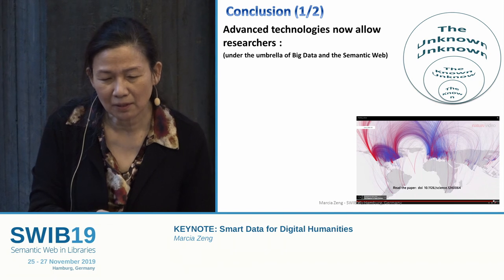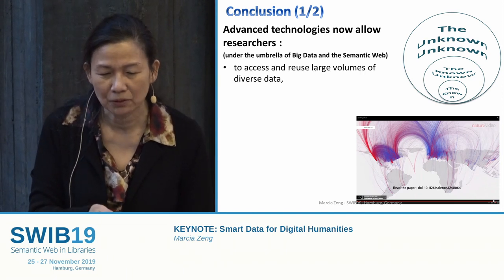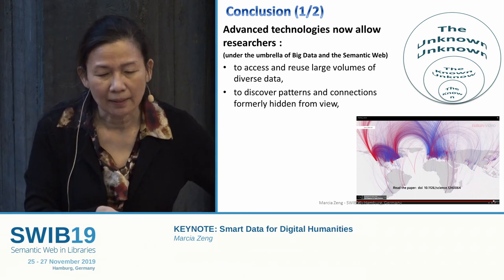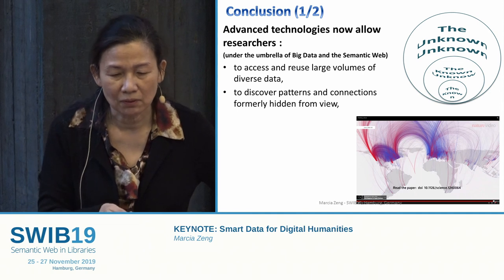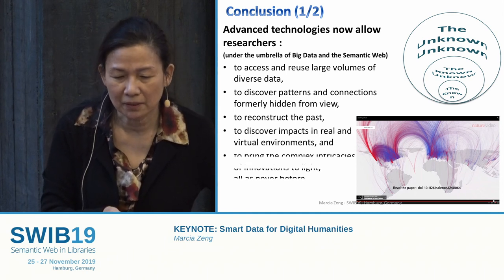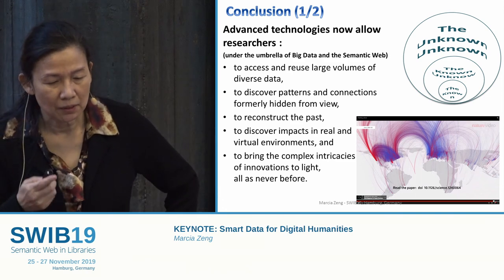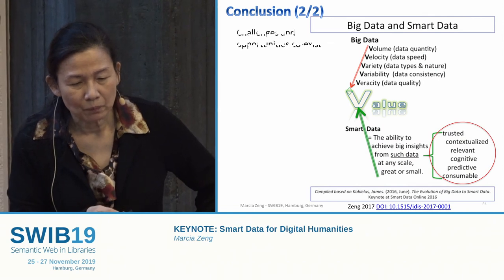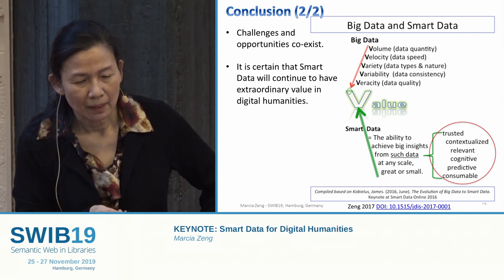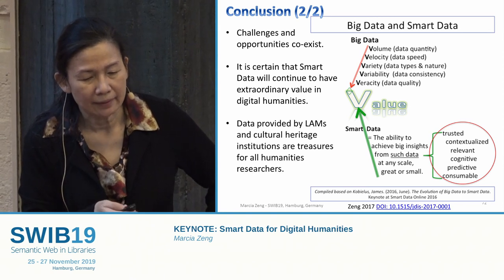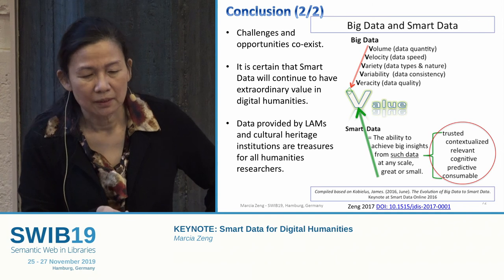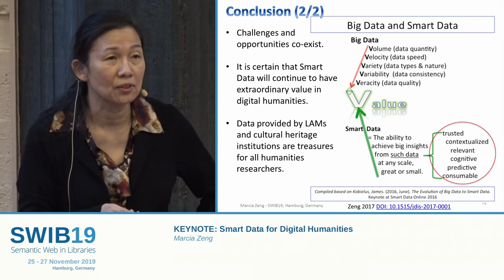So in conclusion, advanced technology now allows researchers, under big data and the semantic web, to access and reuse large volumes of diverse data to discover patterns and connect formerly hidden data, and also to reconstruct our past, discover the impact, and bring more innovations to light. For libraries, archives, and museums, we can see that challenges and opportunities both exist. So for sure, smart data will continue. And the data provided by libraries, archives, museums, and cultural institutes is really the most important thing now for all humanities researchers. Thank you.